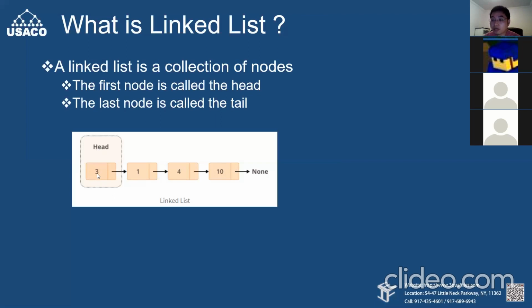And who is node 3 pointing to? Node 1, that's the second node in the list. Node 1 is pointing to node 4. Node 4 is pointing to node 10. Node 10 is pointing to who? None, because I'm the last. So it's pointing to None, nobody. Jeffrey, do you understand it right now? Oh, yeah.